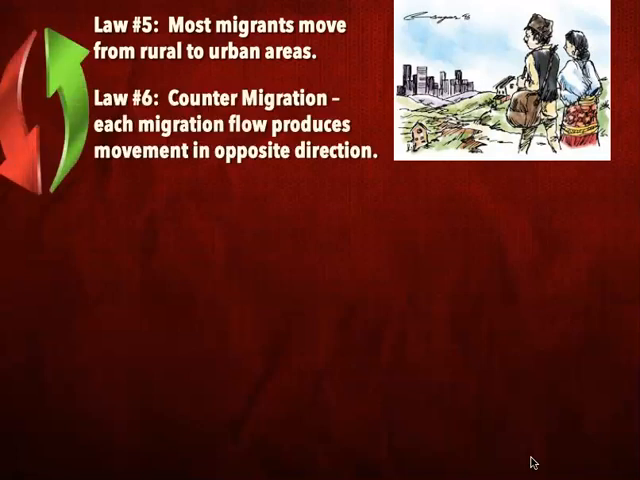Law number 6, counter migration. All right, this is where each migration flow is matched by a flow coming back the other direction. Why does this happen? Well, some of this gets into the push-pull factors we talked about. As more and more migrants center in on specific urban areas, they pump up the population of that urban area in such a way that some people begin to move away because it's getting crowded here. People who leave because of these new migrants coming in, we would call that an example of counter migration.